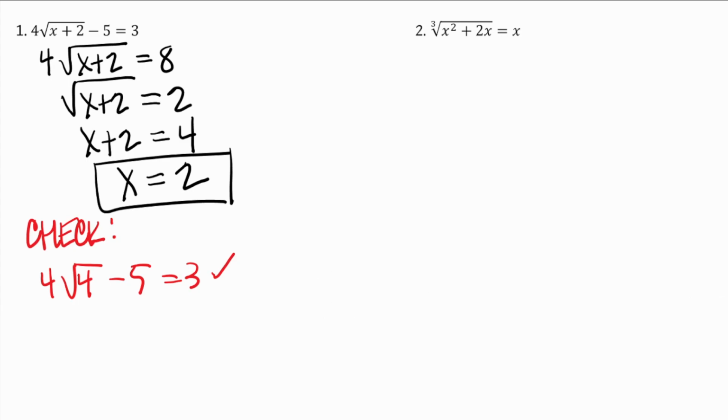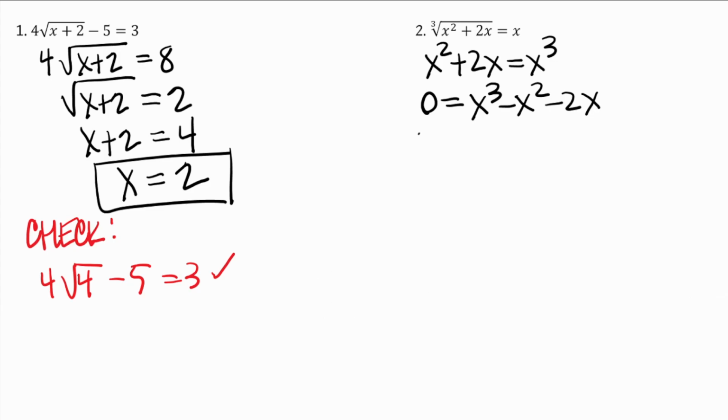This next one, I'm not going to need to worry about checking my answer because I'm cubing both sides of this equation, so that's not going to possibly incur extraneous solutions. So I cube both sides. Okay, I've got varying powers of x, so I'm going to have to set this equal to 0 and hope to be able to solve.